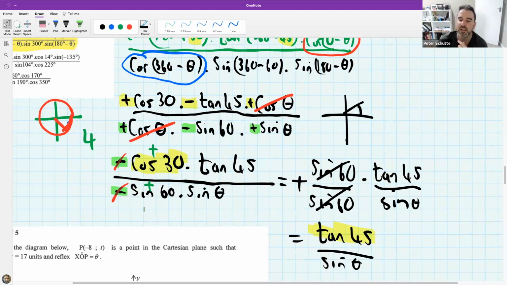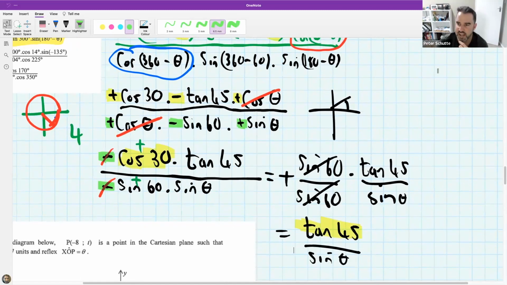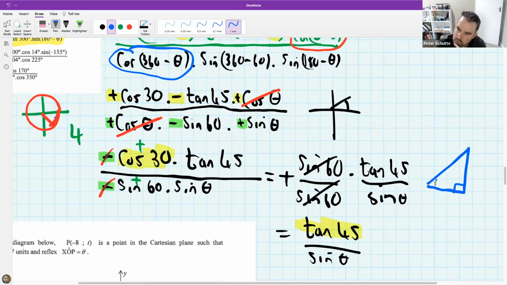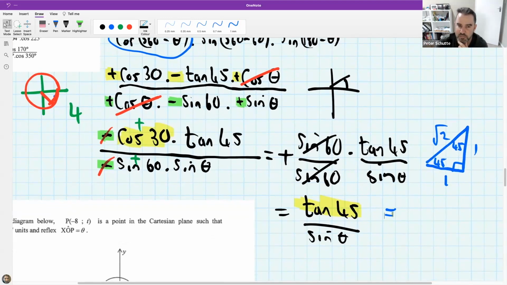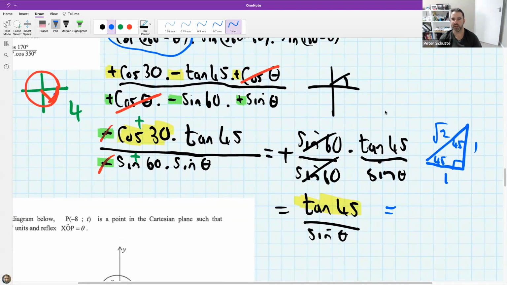Does that help? Now, we still have to deal with the tan of 45, and we're going to use my special triangle. And the special triangle that I'm going to use is going to be this one. So what is the tan of 45 the same as? Almost, Kapotso, you're almost there. So my final answer for tan 45 is 1, but there's still a sine theta. So the final answer will just be 1 over sine theta.